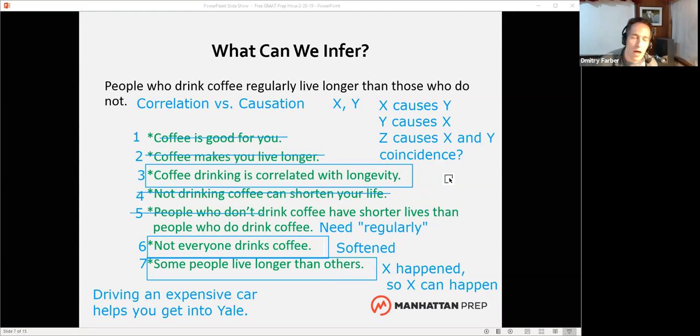Okay, so looking at the Yale car one, I could say, well, it's possible that driving the car helps you get into Yale. It's also possible that getting into Yale makes you more likely to have an expensive car. It's also possible that something else, like having a lot of money, helps you get into Yale and have an expensive car. Or it could just be a weird coincidence, and if you kept looking, that data wouldn't hold up, right? Maybe every time I see you, I have a headache, but you don't give me headaches, and I'm not happening to see you on particularly headache-prone days. It just happened to happen that way, but next time I see you, I won't. That's less likely to show up.